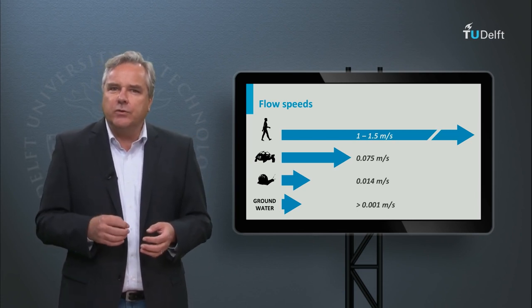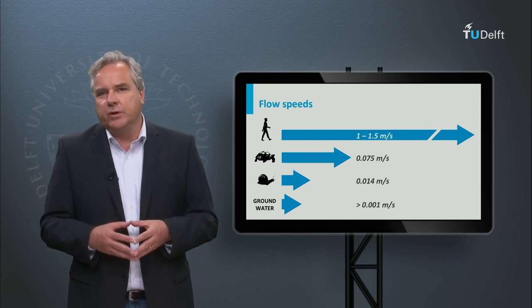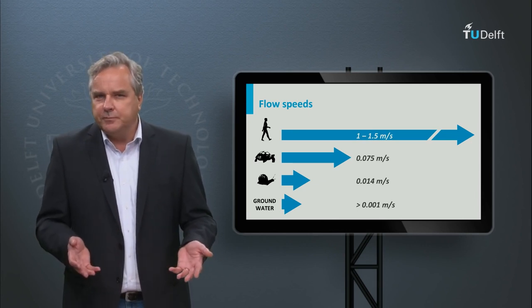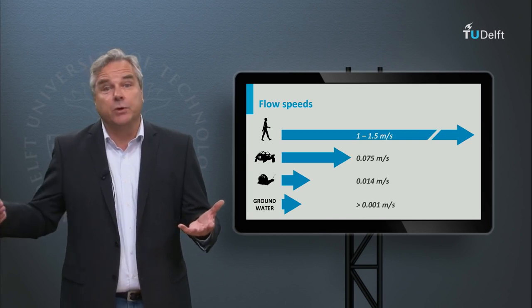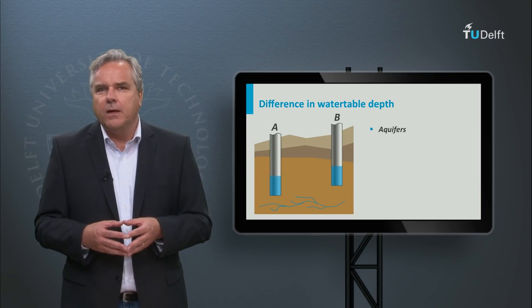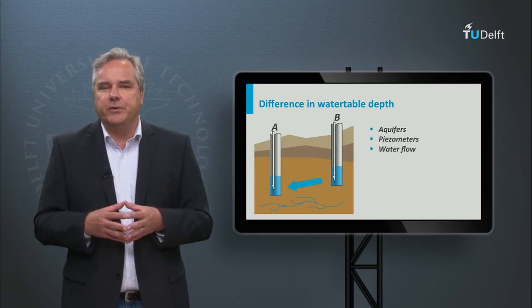The fact that groundwater flows at such low speeds means that it functions as an underground reservoir that we can tap. The water is there and does not flow away quickly. The low speed also implies that we can easily overexploit groundwater, as water will not quickly flow in from far away. Water moves from one point to another when there is a difference in groundwater table depth at these points.